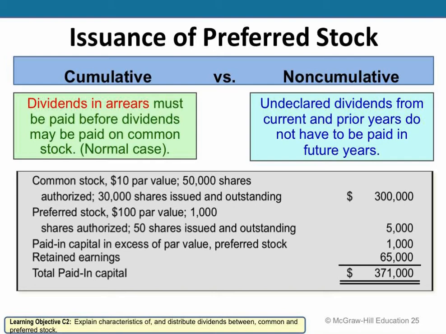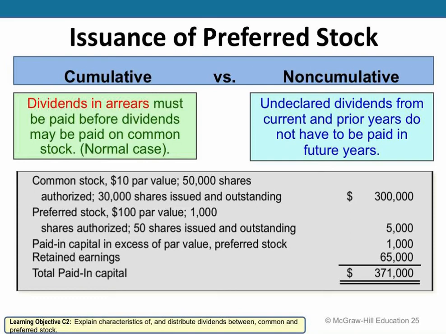with par value. We may have also been authorized 1,000 shares for preferred shares, but we only issued 50 shares and had those outstanding, and those have a $100 par value associated with them. So we've got 5,000 for preferred stock with par value. And then we've got paid-in capital in excess of par value with preferred stock of 1,000. We've got retained earnings of 65,000. So we've got 371,000. That's going to be the total paid-in capital that we have.